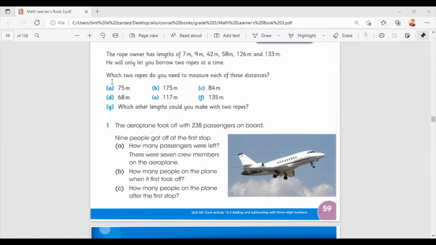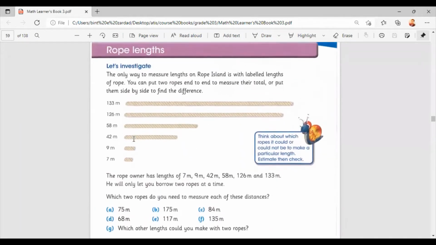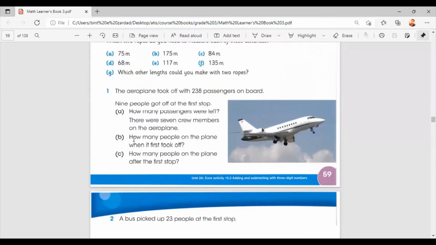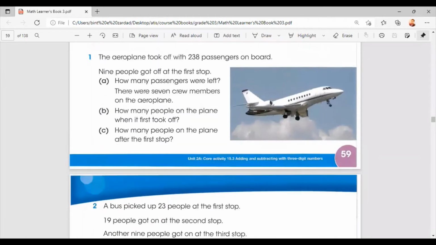Okay, so let's start the question from here. These are not questions, just investigate, talking about meter, centimeter. Starting from question number 1. The aeroplane took off with 238 passengers, and 9 people got off at the first stop. How many passengers were left?